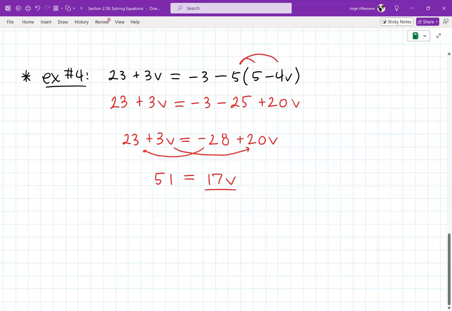If I divide both sides by 17, what do I get? 3. So yeah, v is equal to 3. We got 2 more of these, and then I'll give you guys your assignment.